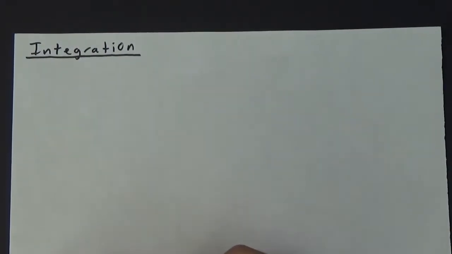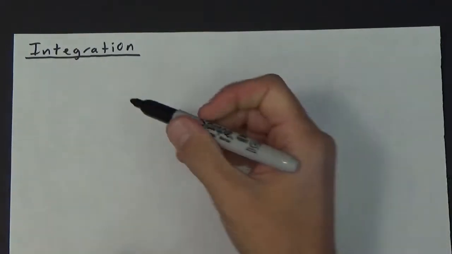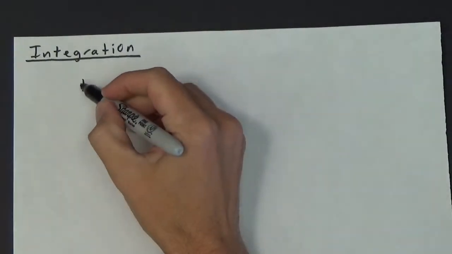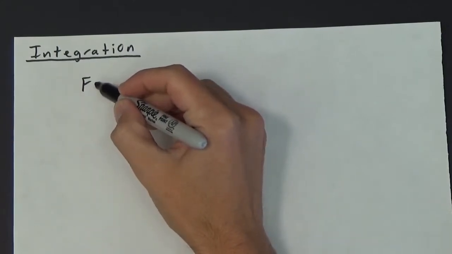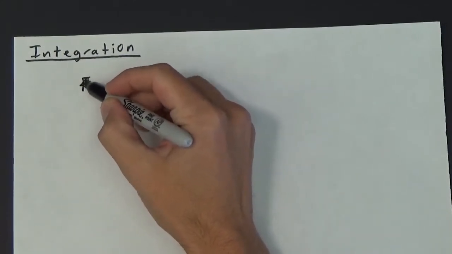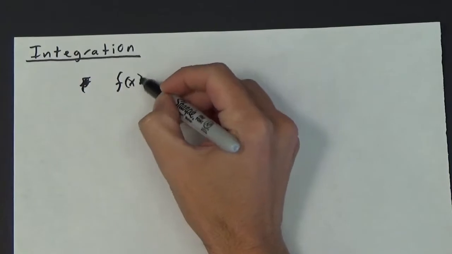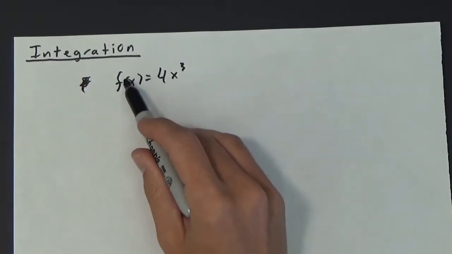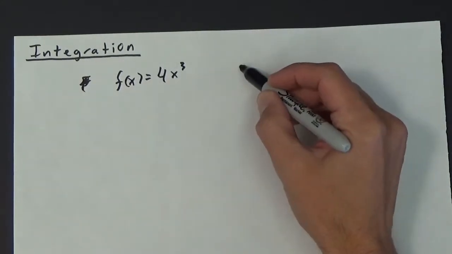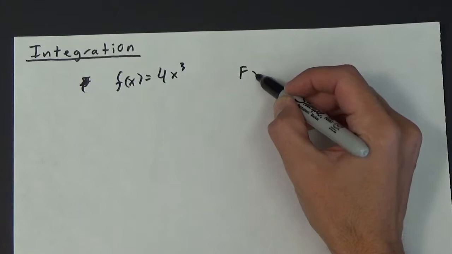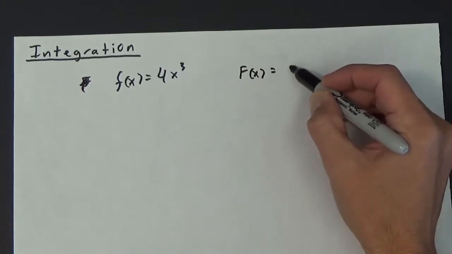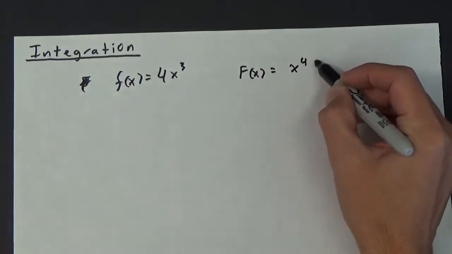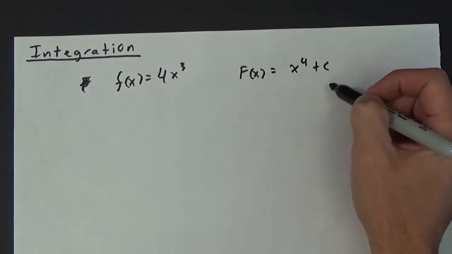In the last video, we discussed the concept of the antiderivative. Just to review, this was the example we used: if little f of x equals 4x cubed, and this was our derivative, what was the original function? The original function was capital F of x equals x to the fourth, and then of course we need that plus c.